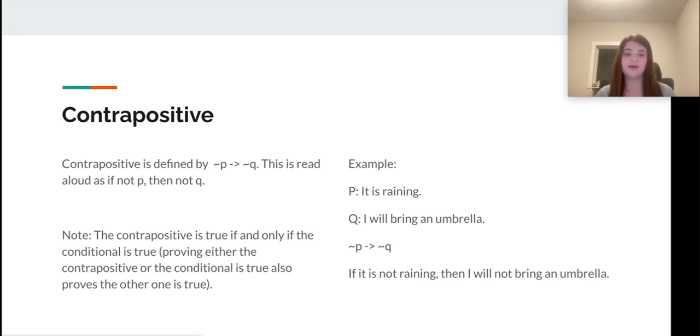And let's think about that, right? Let's think about that with this example. The conditional here would have been if it is raining, then I will bring an umbrella, right? And so, therefore, if it is not raining, then I will not bring an umbrella, right? That makes sense. Those are the same statement that if this is happening, then I'll bring an umbrella. If it's not, then I will not bring an umbrella, right? That makes sense. That those two things are really the same.